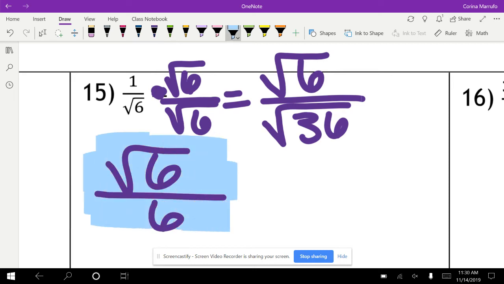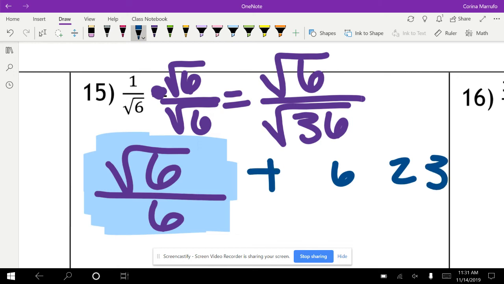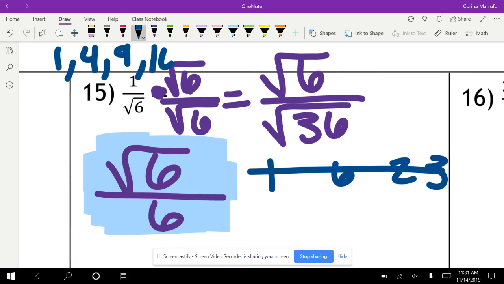And now the square root of 6 we cannot break down because the only thing that multiplies to give you 6 is 1 and 6 and 2 and 3. And none of these numbers are perfect squares, okay? Remember your perfect squares are 1, 4, 9, 16.